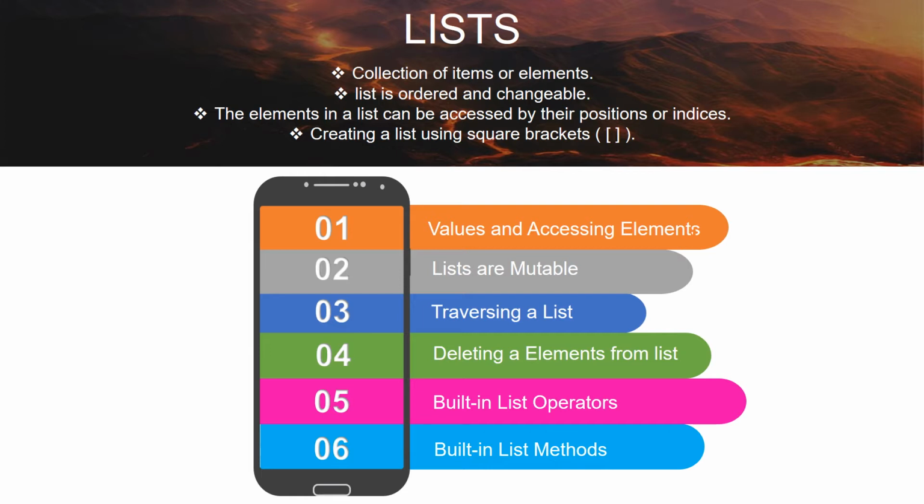There are several ways of creating a list. In Python we are going to use the square brackets. In this tutorial we are going to see how to access the values in the elements of the list, that lists are mutable, traversing a list, deleting elements from the list, built-in list operations and built-in list methods in detail.